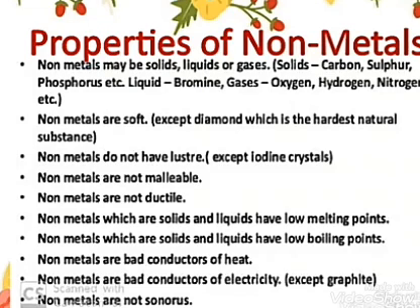Non-metals have low melting points. They have low boiling points. Non-metals are bad conductors of heat and electricity, except graphite, because graphite is a good conductor of electricity. Non-metals are not sonorous, meaning they cannot produce sound.